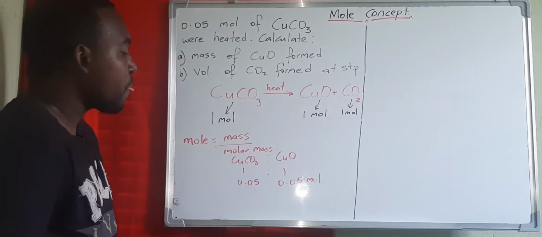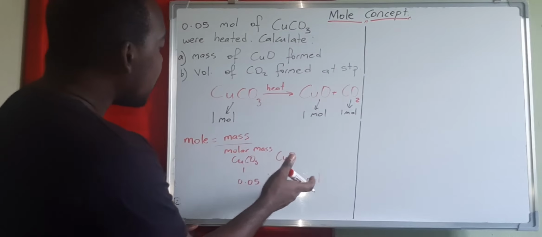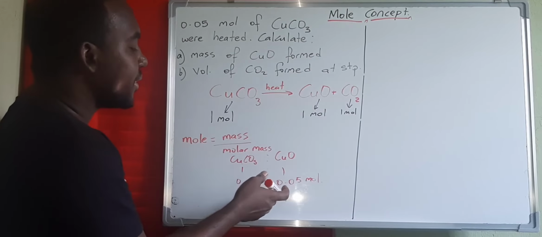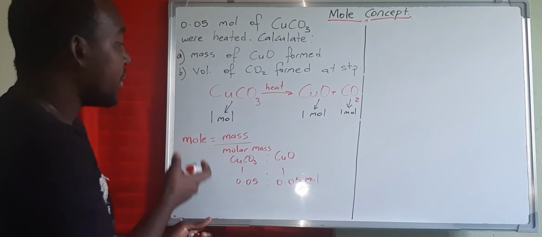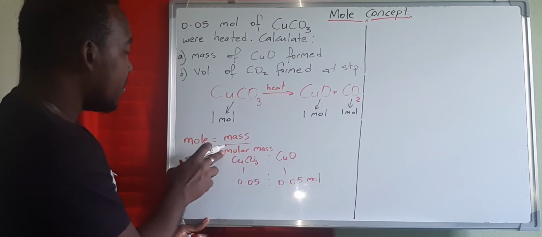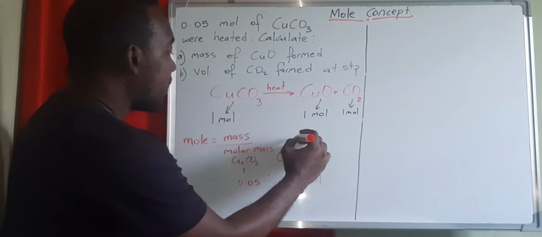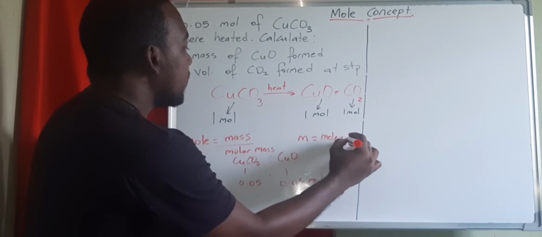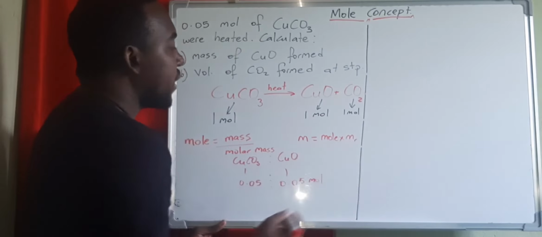You got that, right? So since we know now that the mole of copper oxide in this question is 0.05 mole, then we can find the mass using this equation, right? So mass will be molar mass times mole.